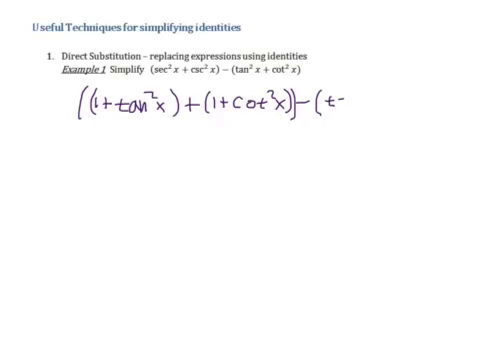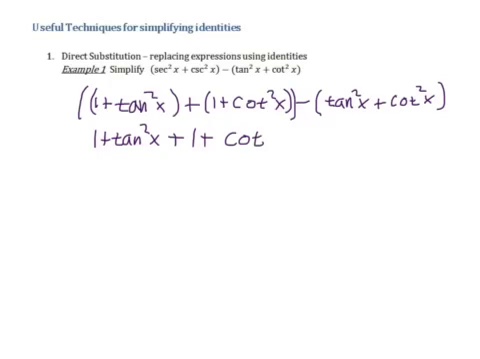And let's just copy down this second parentheses here. And then you probably can see we're going to have some nice canceling. There's nothing in front of these parentheses, they're just for separation, so we could actually just rewrite this. We have 1 plus tangent squared of x plus 1 plus cotangent squared of x. And then this minus, which is like a -1, is going to get distributed to both of these. And so we have minus tangent squared minus cotangent squared.